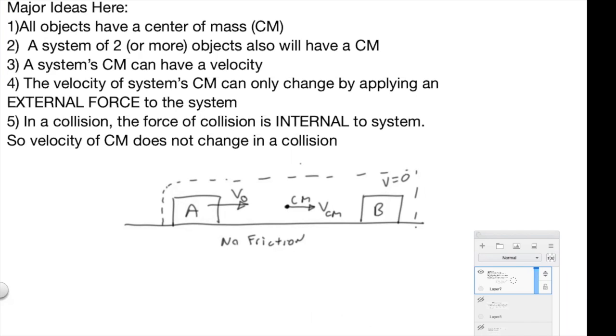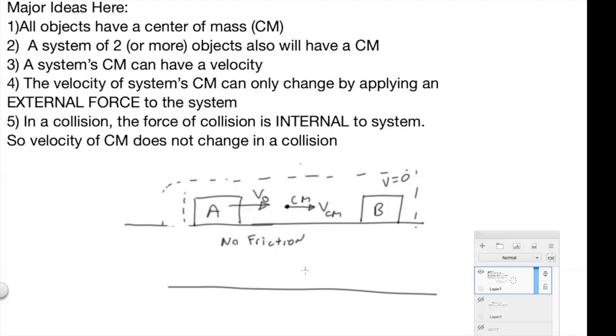When A hits B, A is going to come and hit B. Bam! They smash into each other. That's a force internal to the system, which means, did the velocity of the center of mass change as a result of the collision if the force is internal to the system? No, it did not.